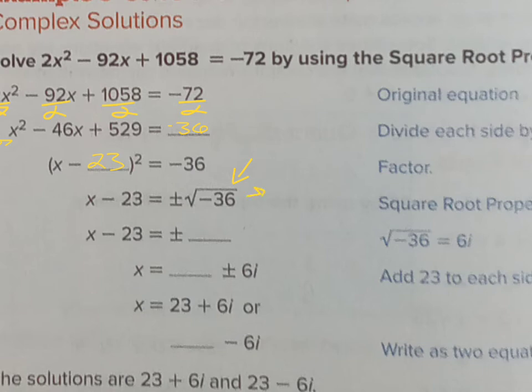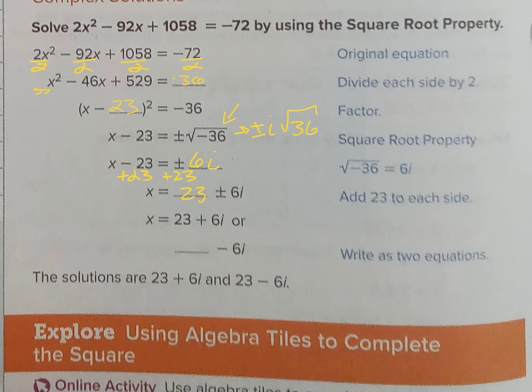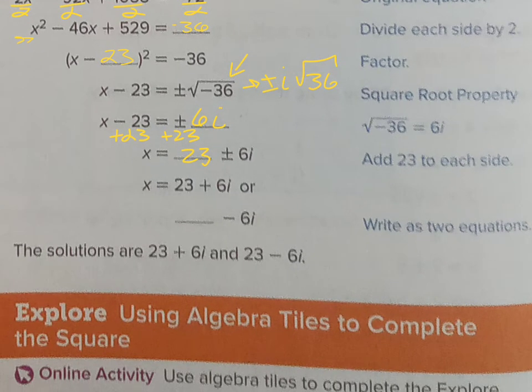i. So then it becomes plus or minus i square root of 36. Check out a factor tree if you want, but the square root of 36 is 6. So then we got plus or minus 6i. Add 23 to the other side. There's our two solutions, 23 plus 6i and 23 minus 6i.